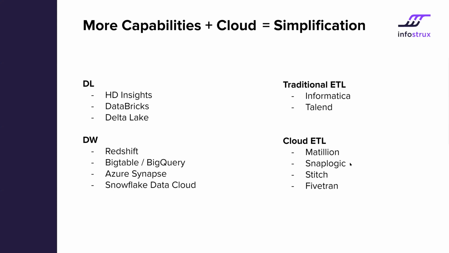SnapLogic, again, it's a UI-based tool, runs in the cloud, lets you put together ETL pipelines with no code, and on top of it can again run the traditional ETL workloads or ELT workloads as well as the big data stuff. Now, on the data lake side, we have things like HD Insights, which is a little bit older, but still brought an interesting innovation, which is suddenly you have cloud and you don't have to stand up your Hadoop clusters on premise. Databricks, Delta Lake do the same thing on Spark. And then on the data warehouse side, there is Redshift, Bigtable, BigQuery, Azure Synapse.